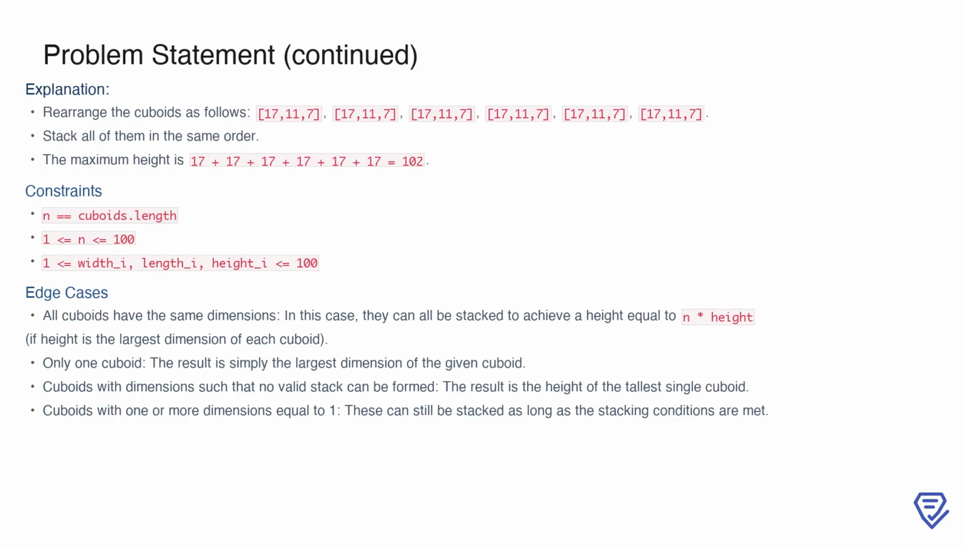Additionally, the problem includes several constraints and edge cases to consider. For instance, when all cuboids have identical dimensions, they can be stacked to achieve a height equal to the number of cuboids multiplied by their largest dimension. If only one cuboid is provided, the result is simply its largest dimension. Finally, even if no valid stack can be formed, the maximum height is determined by the tallest individual cuboid.